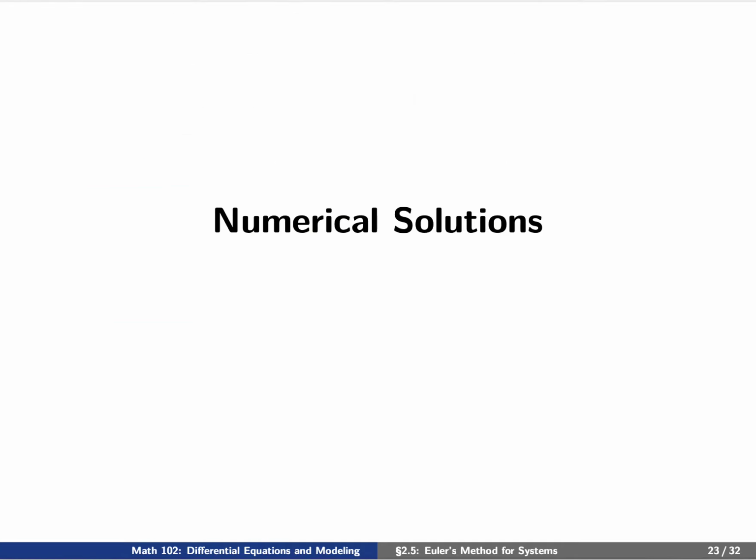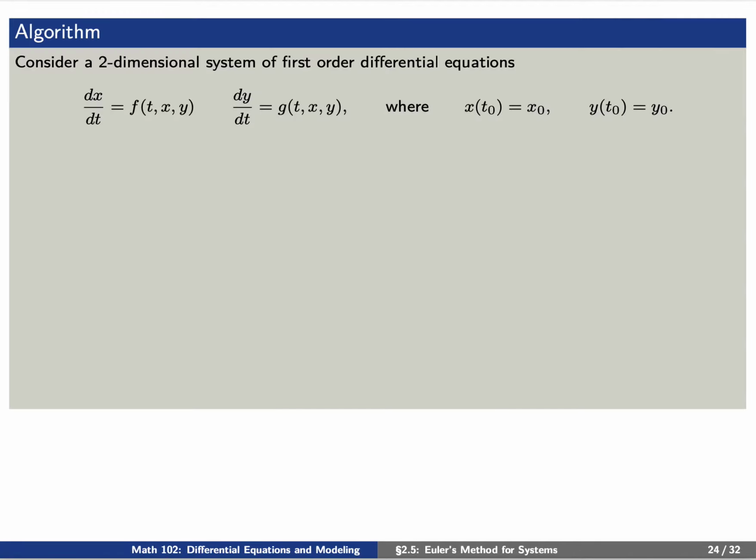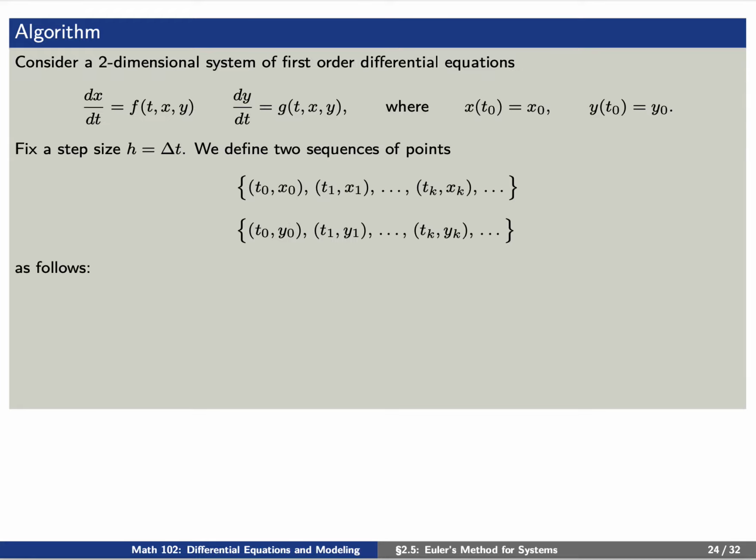Now that we have this system of differential equations, let's discuss some numerical solutions. First, we'll present an algorithm of how to numerically solve any two-dimensional system of first-order equations. Fix a step size h, which we'll also express as delta t. We want to define two sequences of points as follows. Step number 1, let's compute a new time t sub k plus 1 in terms of the old time t sub k plus our step size h.